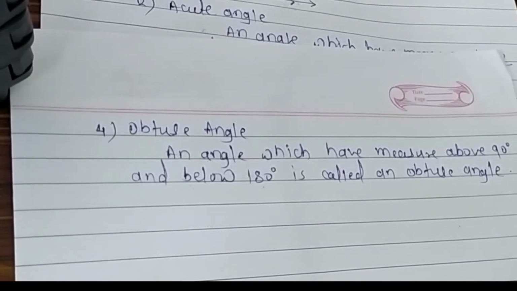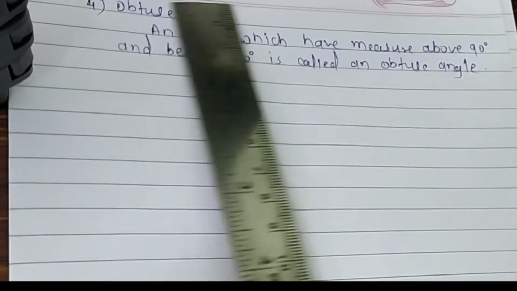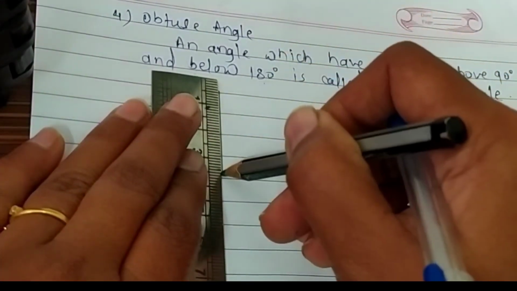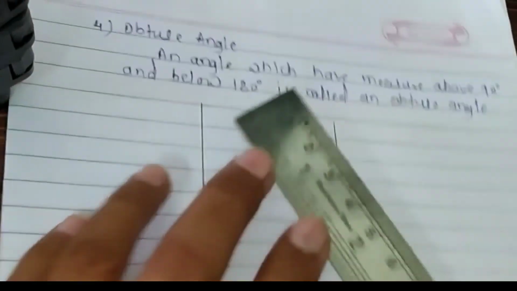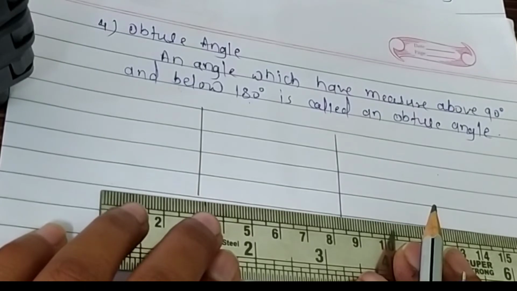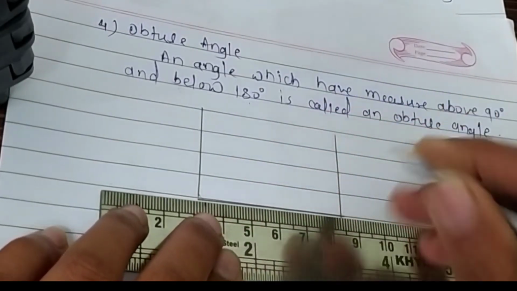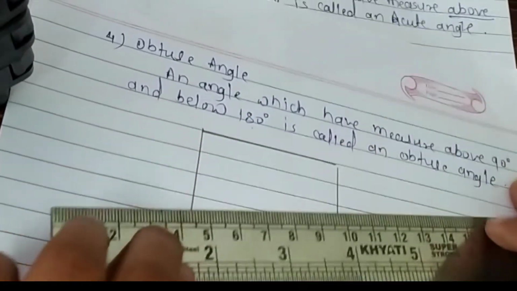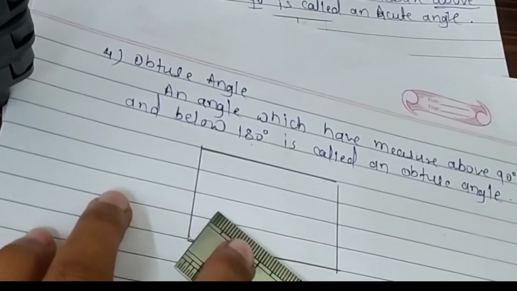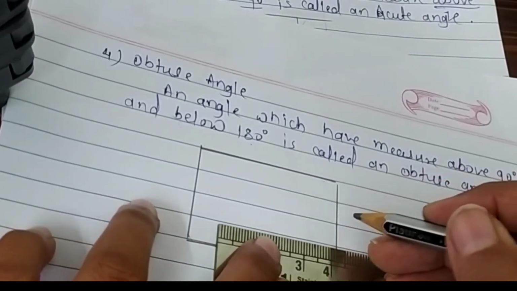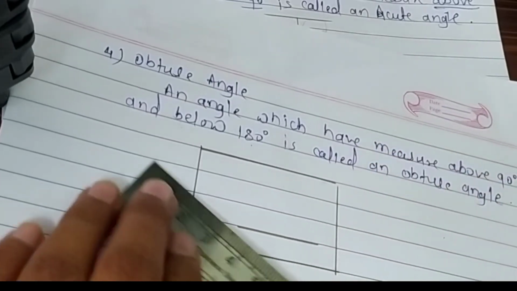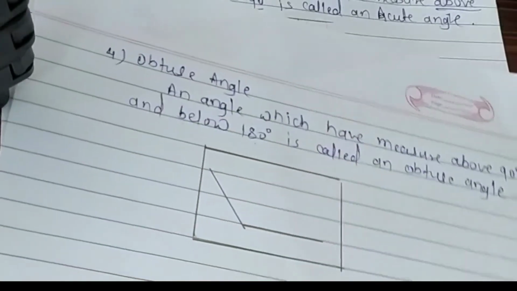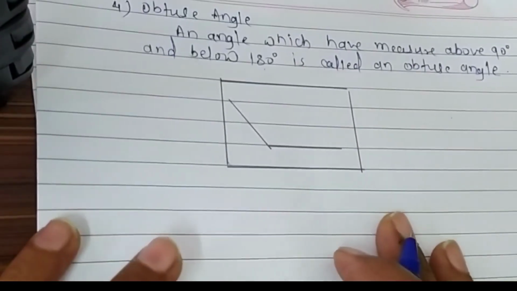Okay. So how does an obtuse angle look? It looks like this. Draw a box. First draw the base of the angle, and then we have to draw its other arm. It looks like this, okay.